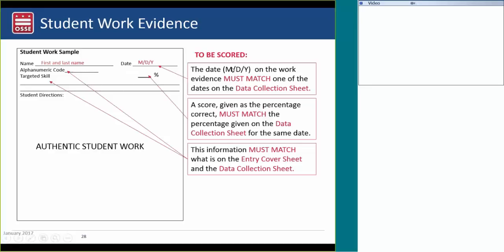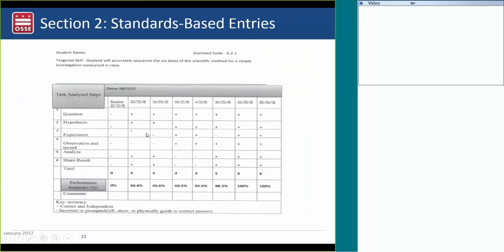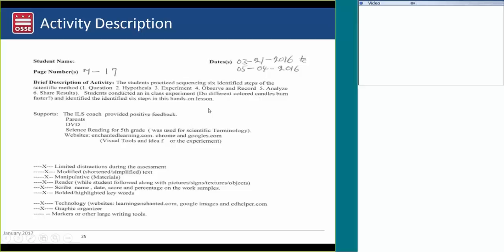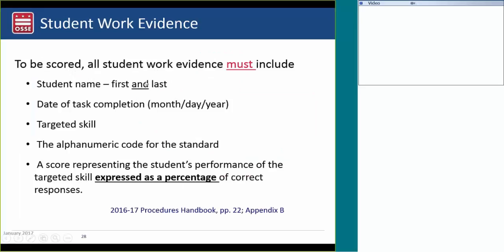This month, day, and year must match the dates on the data collection sheet. Let me back up here. The dates you have listed here, you will also have student work evidence for the same dates. A score given as a percentage must match the percentage given on the data collection sheet. So whatever percentage correct you write here will also appear here for each date.